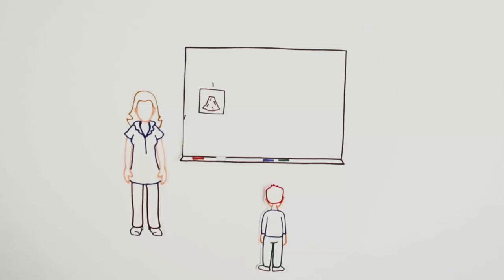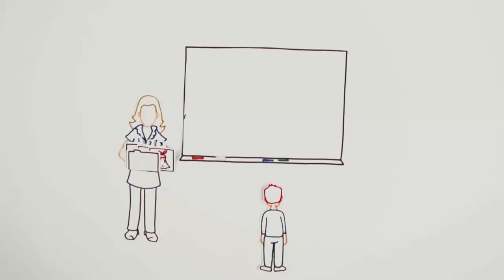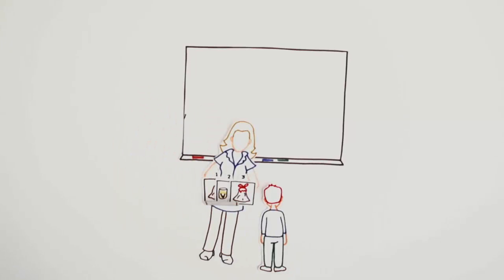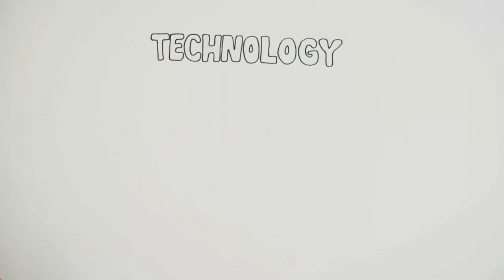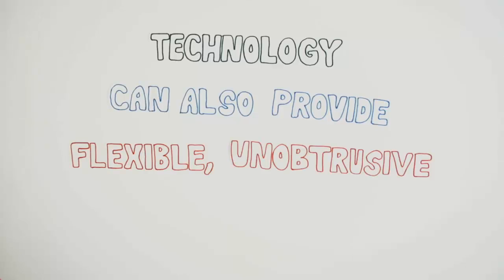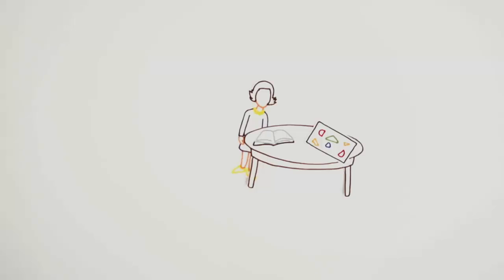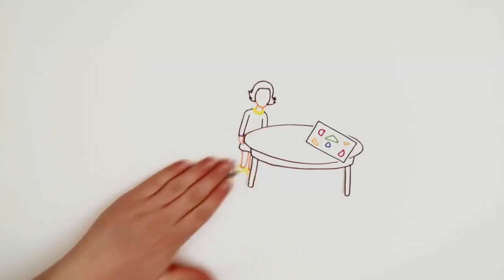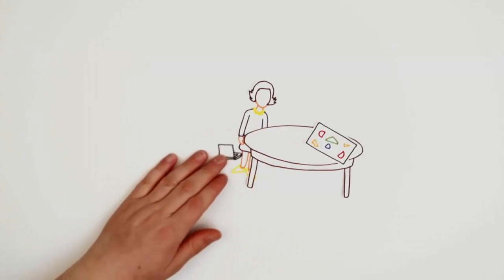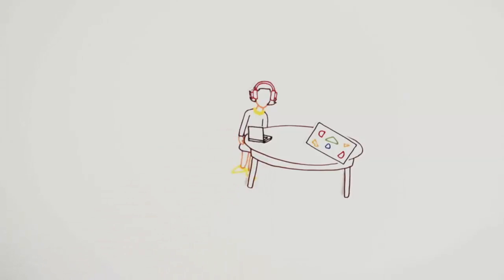Prompts such as visual supports or step-by-step directions. Strategy instruction, use of graphic organizers. Technology can also provide flexible, unobtrusive scaffolds for learning. For example, for a student with reading difficulties, text-to-speech and having digital text read aloud might be the scaffold they need to access content for project work.